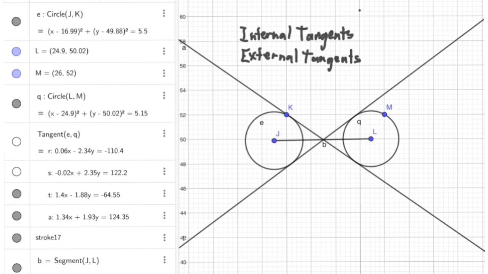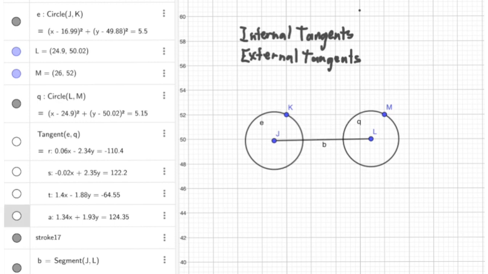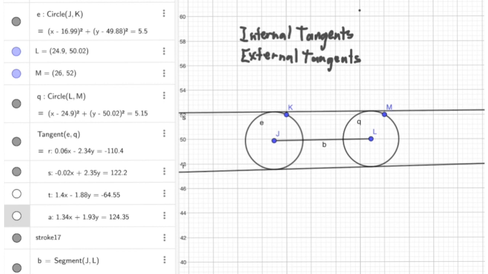While for external, it's the other way around. External will not meet said tangents. As you can see here, these two tangents, whether segments or lines, do not intersect with the segment formed when you connect both centers. As easy as that. So that's internal tangents and external tangents.